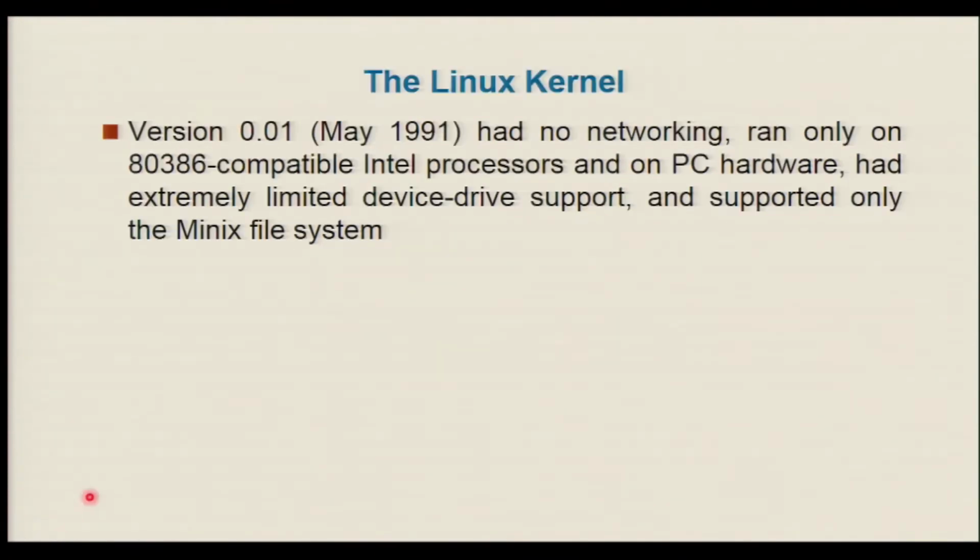So what we have done with the Linux kernel is that in May 1991, version 1 was released. It had no networking. It ran only on Intel compatible processors and PC hardware, had extremely limited device driver support, and supported only the Minix file system. The Minix file system was built by Andrew Tanenbaum for the Minix operating system, and it's a very compact file system. This is how the Linux kernel was designed.